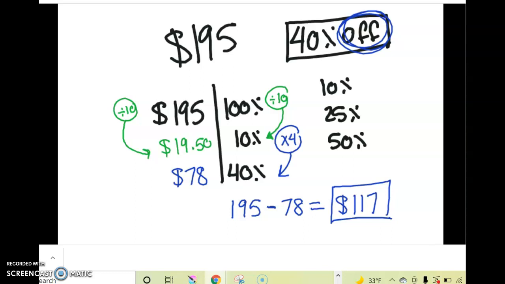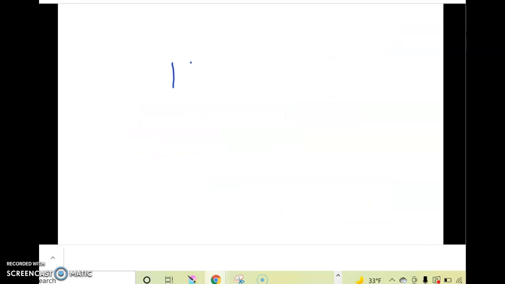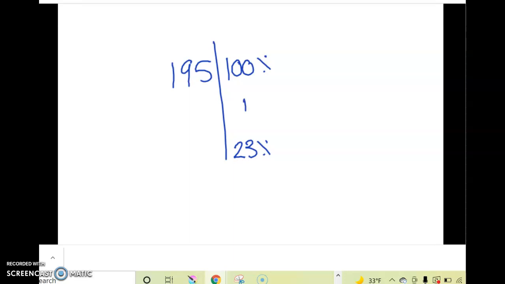The other way is by using a unit rate, just like we did in our previous problem. If I know that 195 is 100%, and let's say I'm trying to find 23%. The easiest way to go from 100% to 23% is to use a unit rate. None of my benchmarks are going to easily get me to 23. 10 could get me to 20, but not 23. 25 skips right over 23, so does 50. So the easiest thing to do here is use a unit rate.